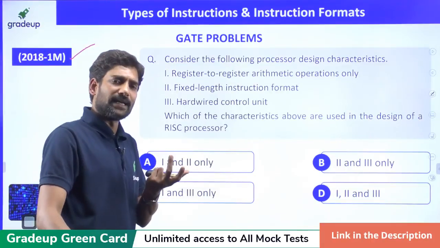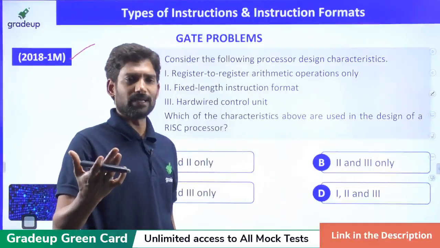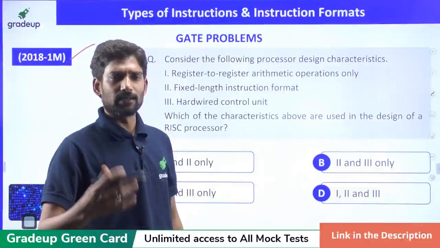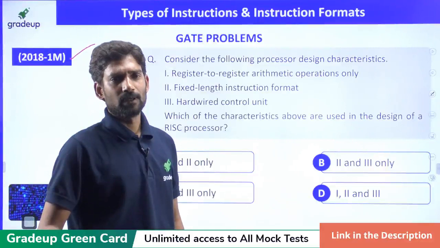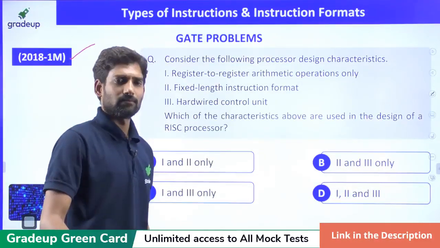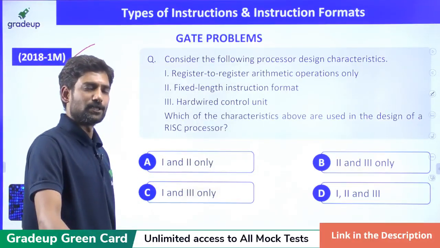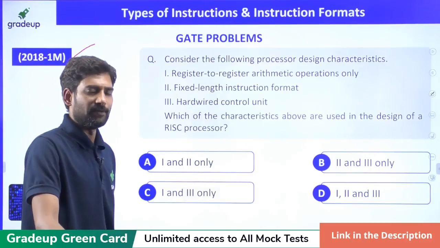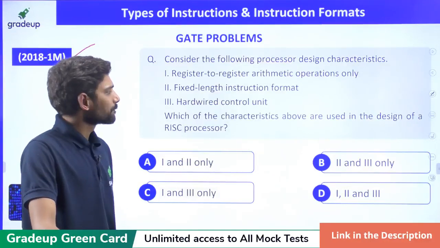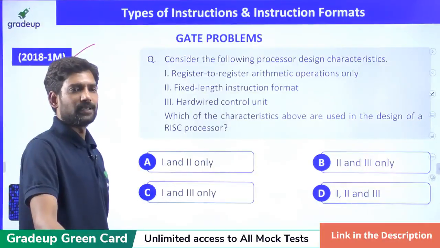If not byte aligned, 34 into 100, 3400 bits, convert into bytes, that becomes 425 bytes. If it is not given as byte aligned, you can just say it's 425. As it is specifically given, it will be 500. Okay? Yeah. Look at this question and answer, please.